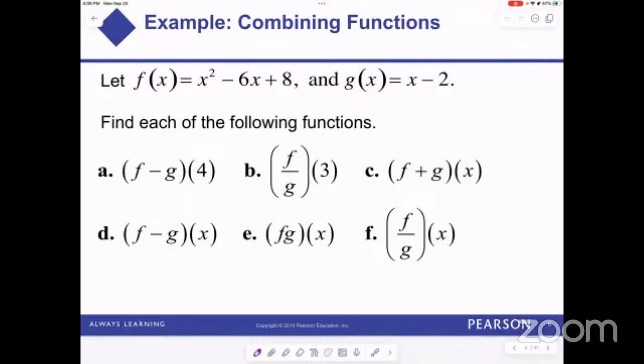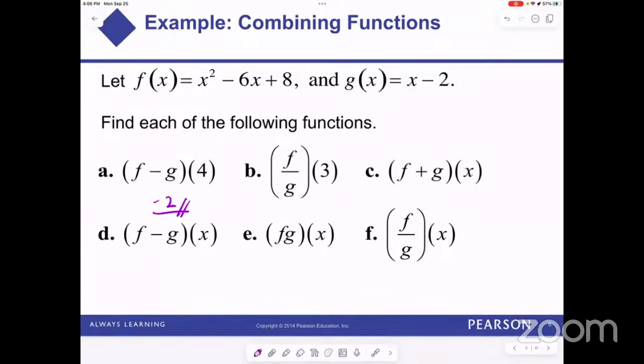So f of 4 ends up being 0. G of 4 ends up being 2. 0 minus 2, the result ends up being negative 2. I'm just not writing it out. You should write it out, but I'm just kind of being lazy, to be honest. And we have it. I'm going to show some other ways for at least these first couple of parts to evaluate these.